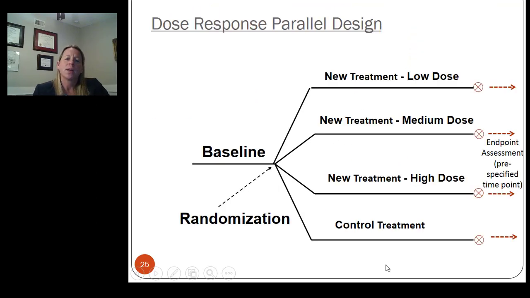This is an example of a dose-response parallel design, in which again all arms are followed simultaneously, but the difference here is you have multiple treatment doses for the new treatment, and you still have a control arm because that's very important for internal validity. And the purpose of this design would be to evaluate the effect of the different doses as against the control, as well as to look for the minimally effective dose.